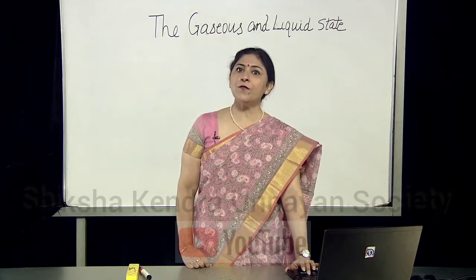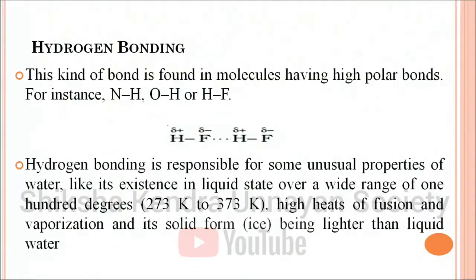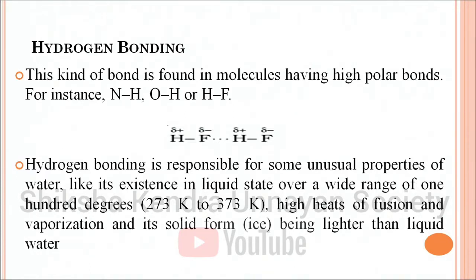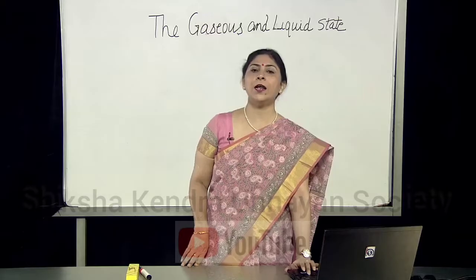This kind of bond is found in molecules having highly polar bonds, for instance, nitrogen-hydrogen, oxygen-hydrogen and hydrogen-fluorine. Here, the atoms which are more electronegative in nature will form a hydrogen bond with hydrogen. Hydrogen bonding is responsible for some unusual properties of water, like its existence in the liquid state over a wide range of 100 degrees, that is 273 Kelvin to 373 Kelvin, high heats of fusion and vaporization, and its solid form, ice, being lighter than liquid water.